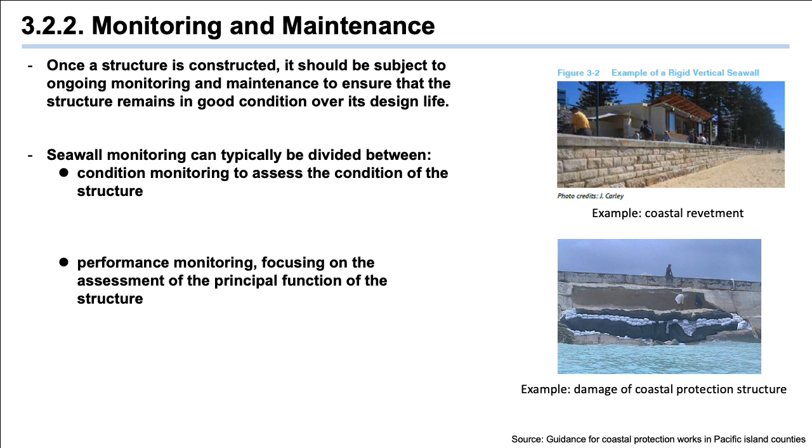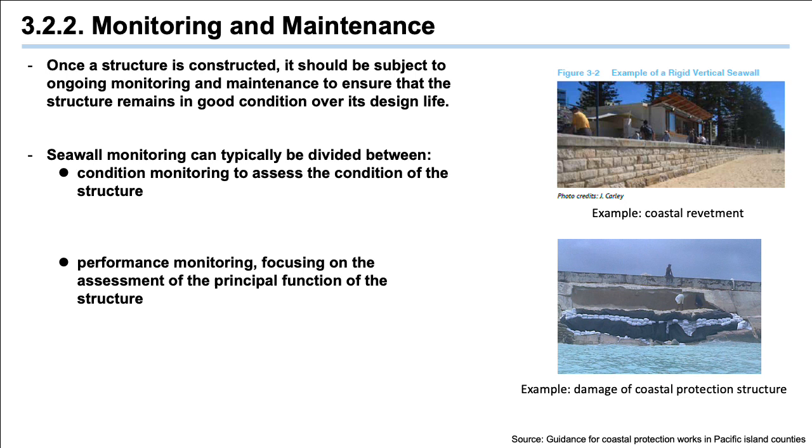The second focal point for the vulnerability assessment for coastal protection structure is monitoring and maintenance. Once a structure is constructed, it should be subject to ongoing monitoring and maintenance to ensure that the structure remains in good condition over its design life. If adequately maintained, structure can often significantly exceed their intended design life. Conversely, the structure which are not maintained may fail prior to their intended design life.